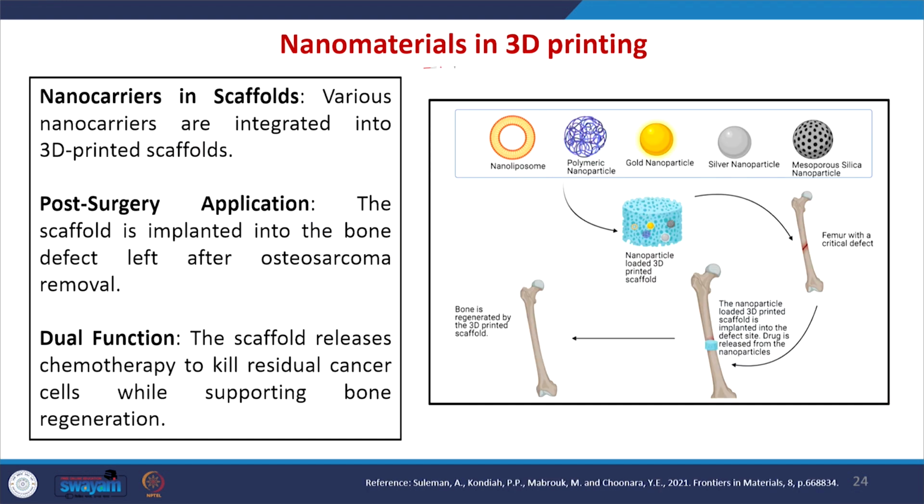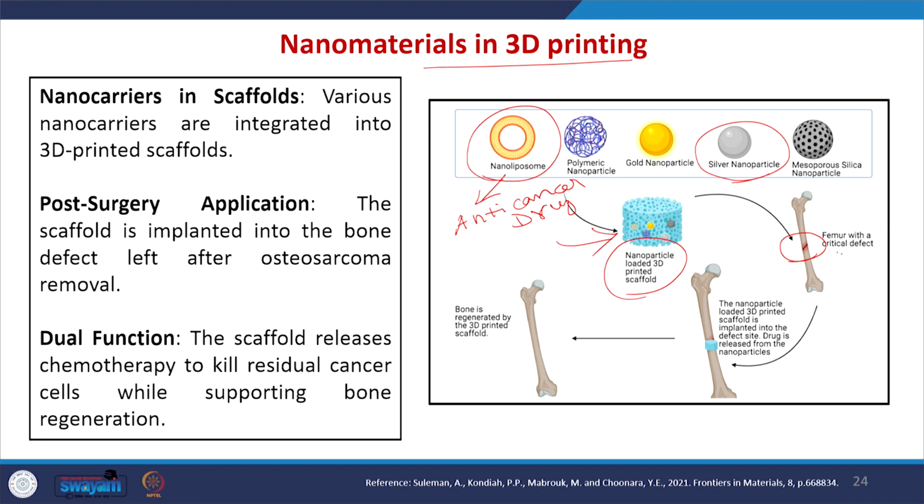Let us see the role of nanomaterials in 3D printing. Here we can use nanomaterials like nanoparticles which have antibacterial properties, and we can also use nanoliposomes, which can be loaded with an anti-cancer drug. These nanomaterials can be loaded into the 3D printed scaffold. Once you remove the bone tumor, there will be a defect, and that defect can be repaired by using this scaffold. This scaffold is already loaded with the anti-cancer drug, so it will kill the residual cancer cells. At the same time, it can also support bone regeneration.